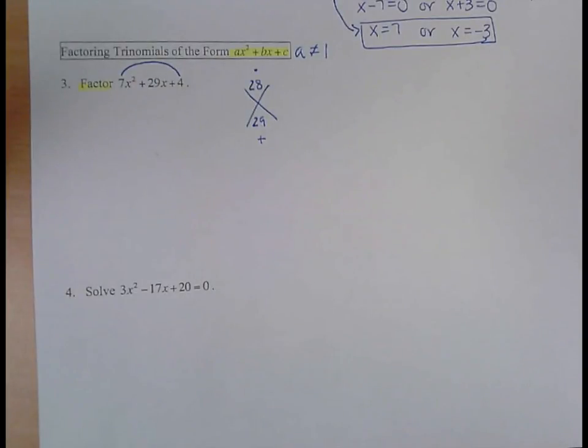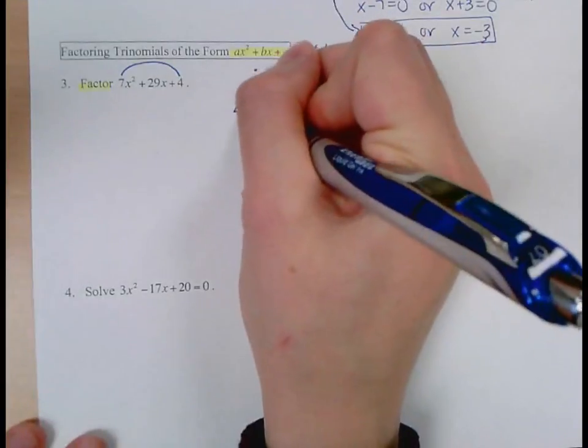So what numbers multiply to positive 28 and add to positive 29? Grace? 28 and 1.